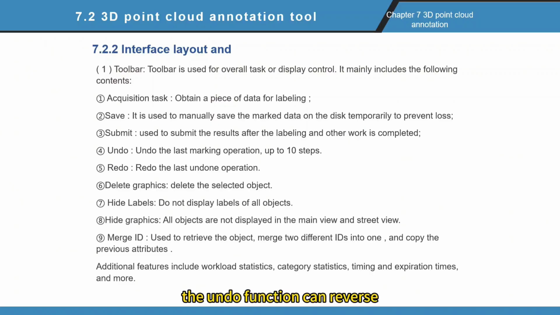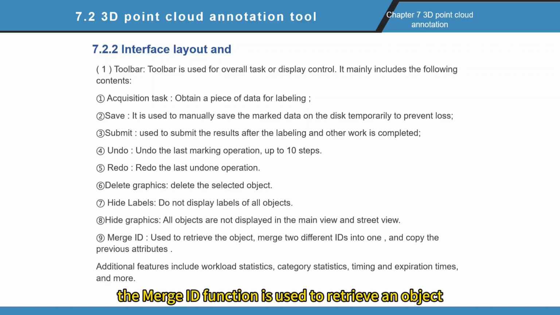The undo function can reverse the last marking operation up to 10 steps, and the redo function can restore the last undone operation. There's also a delete graphics option to remove the selected object. You can choose to hide labels so that no object labels are shown, or hide graphics, which means all objects won't be displayed in the main view and street view. The merge ID function is used to retrieve an object, merge two different IDs into one, and copy the previous attributes. Additionally, there are features like workload statistics, category statistics, timing, and expiration times.